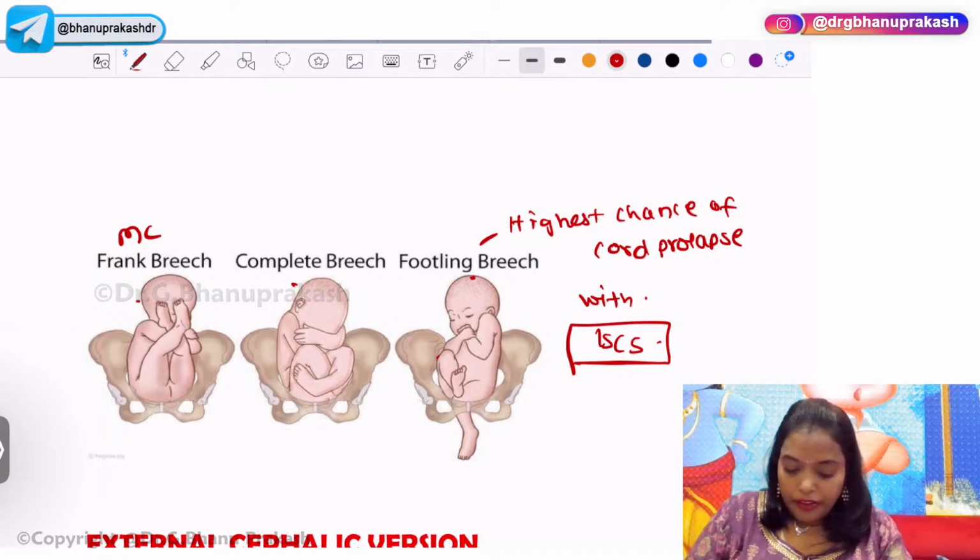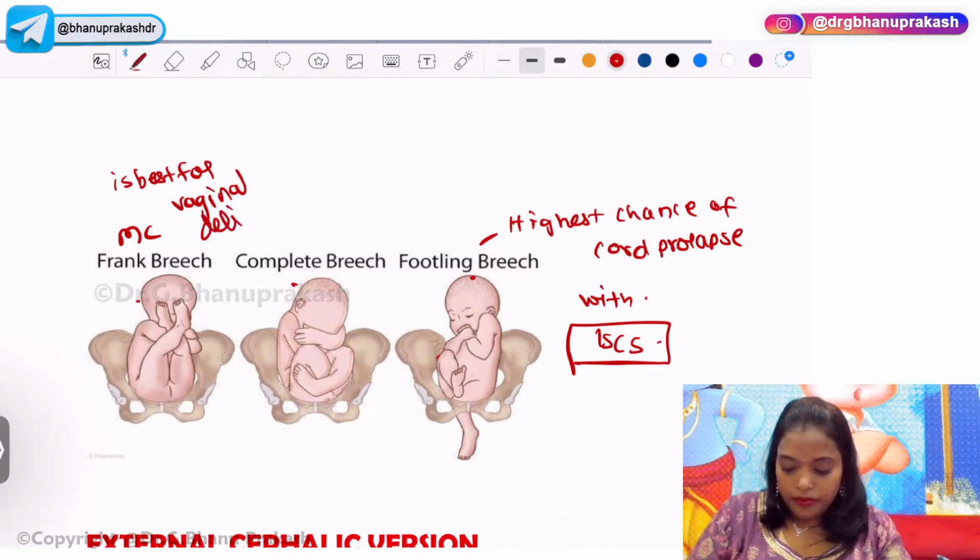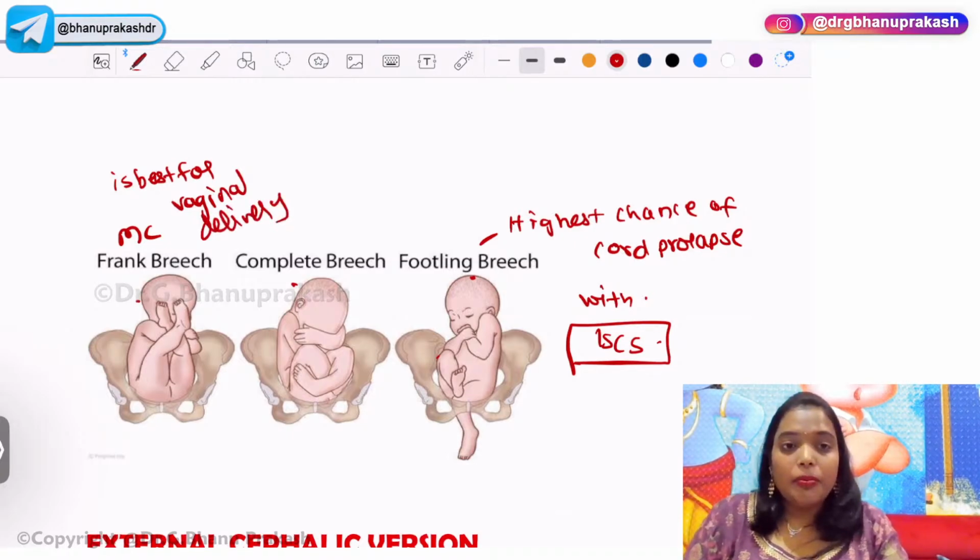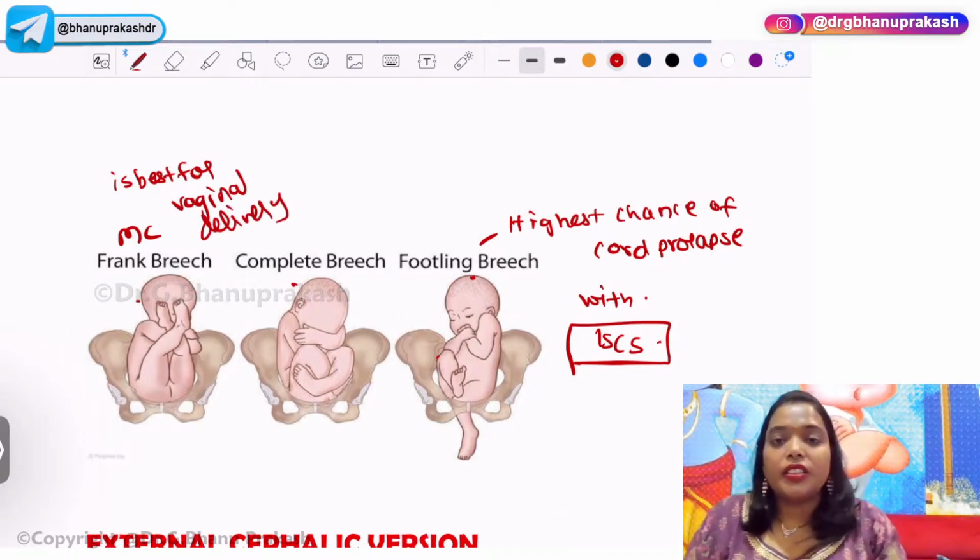So frank breech is the best for vaginal delivery. Most of the time, complete breech rotates by itself and turns into cephalic.